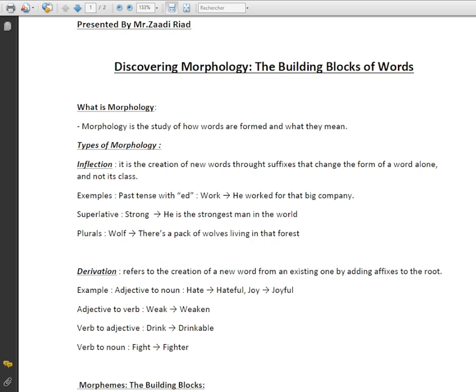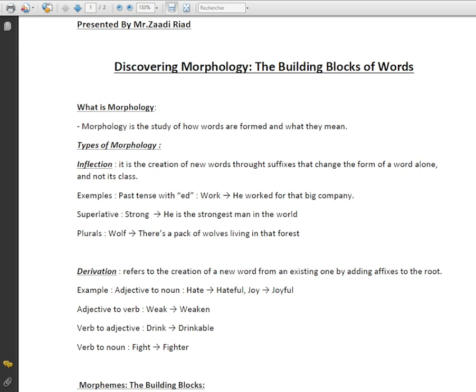Another case is the transformation from adjective to verb. We've got weak, which turns into weaken. Then we've got another similar one, from a verb to an adjective. From this example, drink turns into drinkable. And for another one, we've got the transformation from a verb to a noun. So, fight turning into fighter. Also, run going into runner. There are also several other cases for derivation, but we're going to stop at these for now.